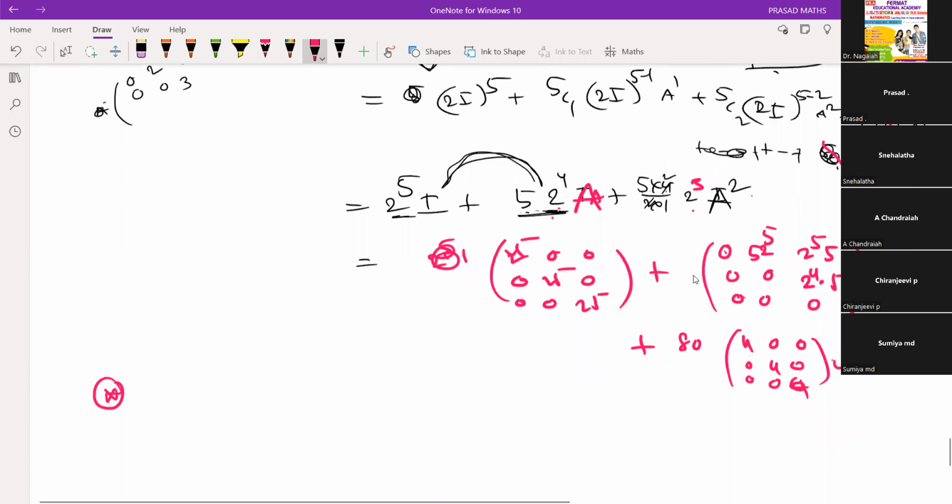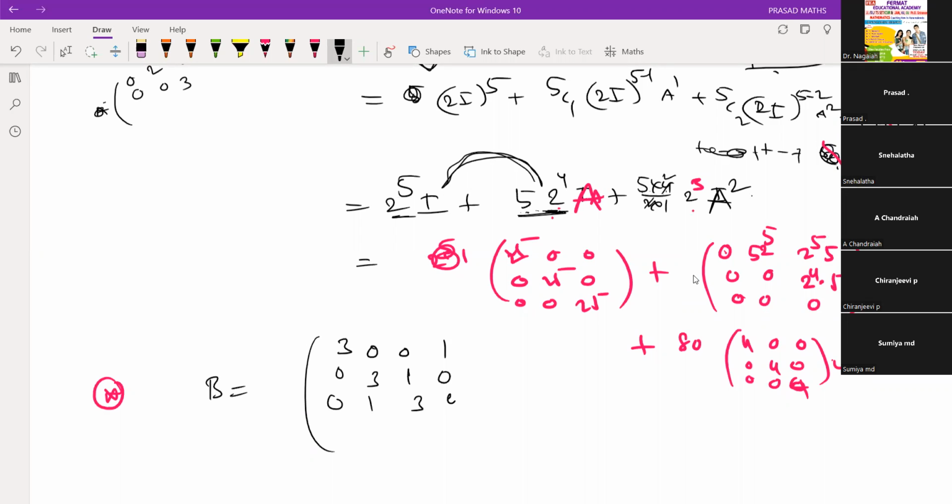These kinds of problems in the exam are quite important. B is equal to, suppose it is, 0 0 1, 0 3 1 0, 0 1 3 0 1 0 0 3.